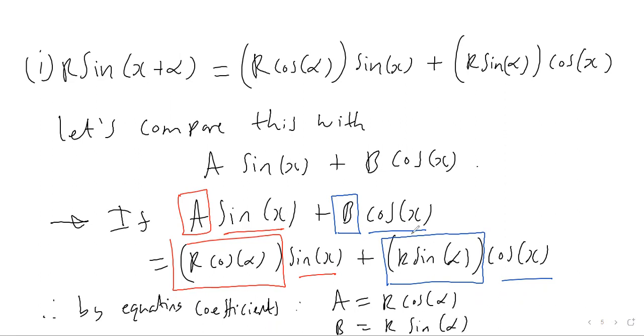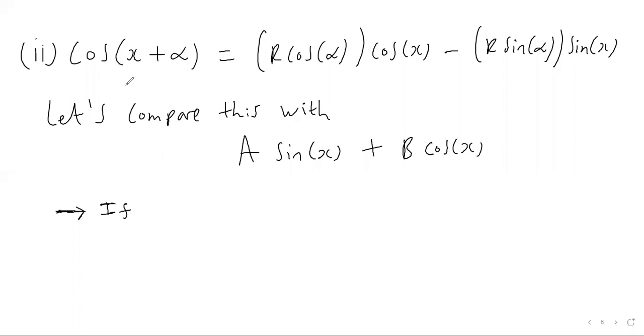So specifically, when you've got r sine of x plus alpha, that means that if you've got a sine x plus b cos x and you want to write it in this form here, then a must be equal to r cos alpha, and b must be equal to r sine alpha. So that's what we've shown there to start with. Now let's do a similar calculation for cos.